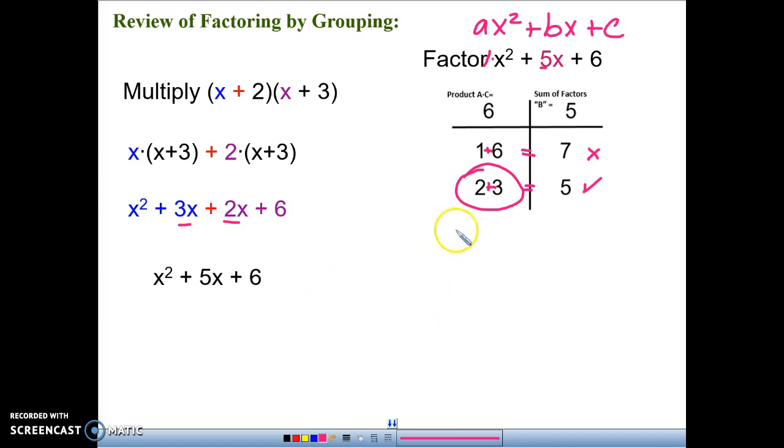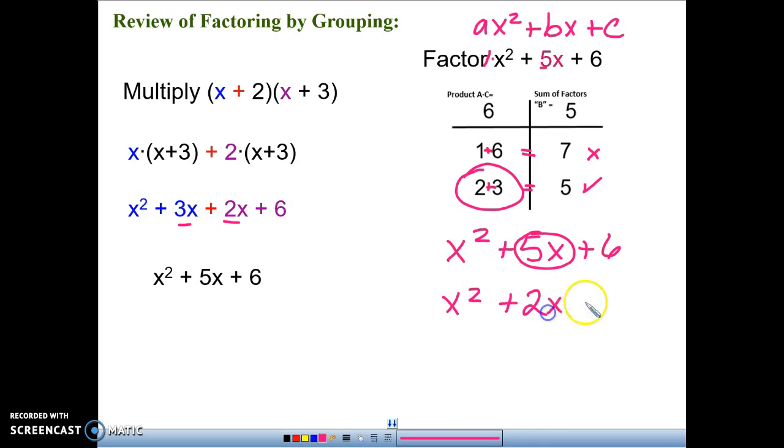Okay, so I'm going to take this x squared plus 5x plus 6, and I'm going to replace 5x with these two numbers here. X squared plus 2x plus 3x plus 6. The x squared stays, the 6 stays, but I'm going to replace the 5x. This gets replaced with these two numbers here.